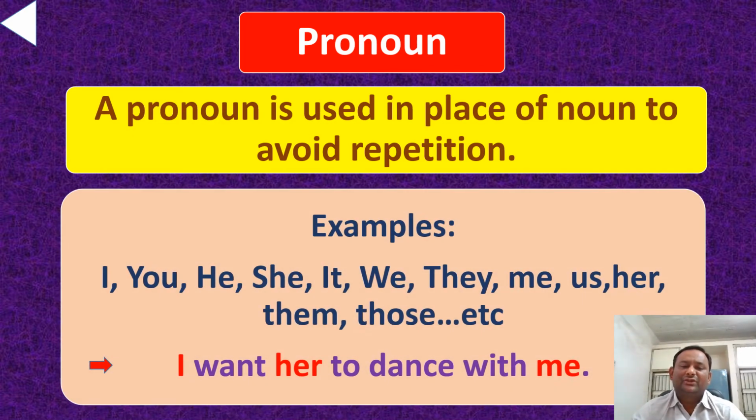For example, here: I, you, he, she, it, we, they, me, us, her, them, those. Such are the words which can be used in place of noun. So these words are called pronouns. Here I have written one sentence: I want her to dance with me. In this sentence, friends, I, her, and me are pronouns.